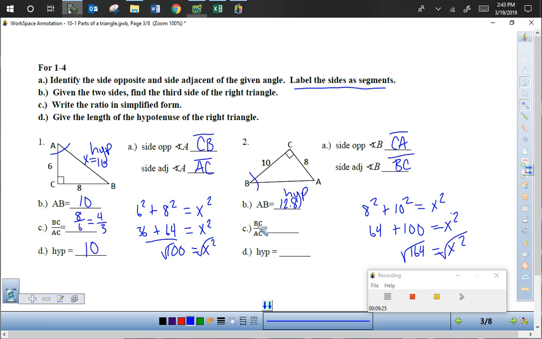Now the ratio, BC in our picture, so BC was 10. AC, start at A, follow it to C, that's 8. And then once again, we always have to reduce when we're working with a fraction. So we've got 5, and then we've got 4. The length of the hypotenuse, that was our missing side again, so that is our 12.8.